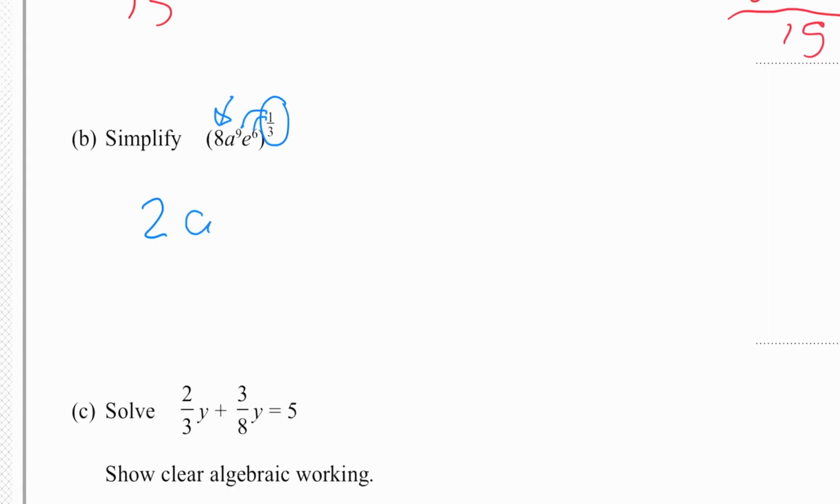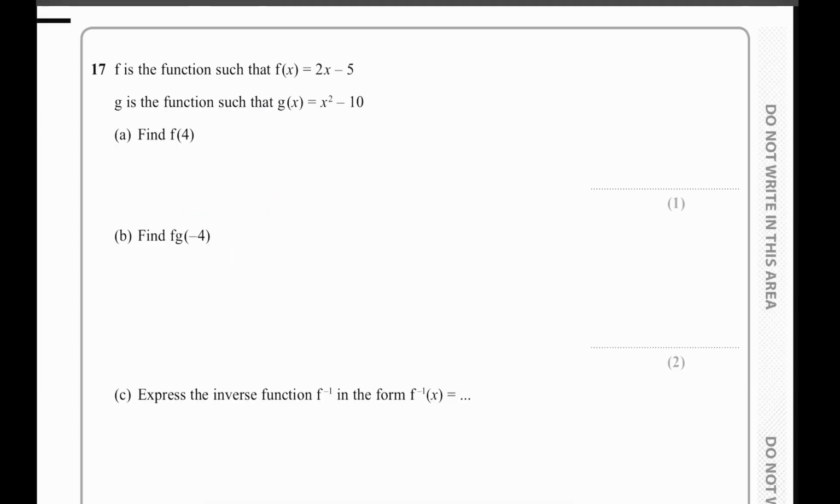So it would be a^9 over 3, e^6 over 3, which we can simplify quite nicely to be 3e squared. And that is my final answer there. Right, so now we're going to go on to functions.